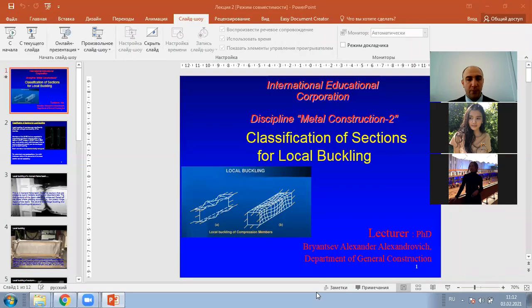And the last slide for today is an example of a column splice. The picture is made from the side. So that is all the information for today. If you have questions, I will be able to answer them.